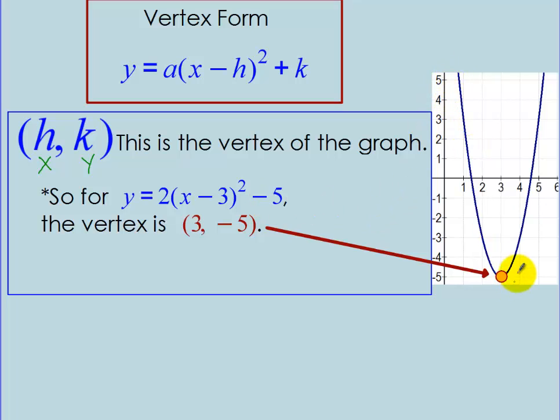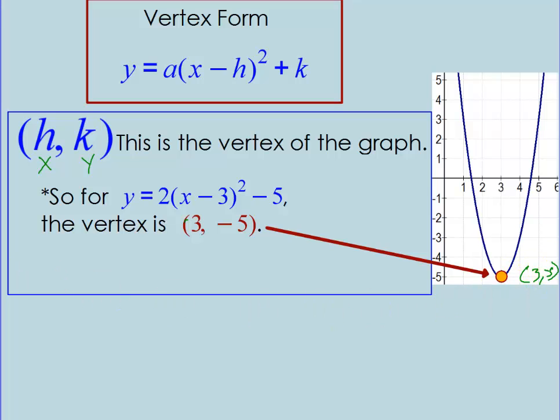So in the case of the graph on the right here, y equals 2 times the quantity x minus 3 squared minus 5. The vertex is going to be basically the opposite of the number in here, so positive 3, and then whatever number's on the outside, negative 5. So it'll be this point right here that's at 3, negative 5.